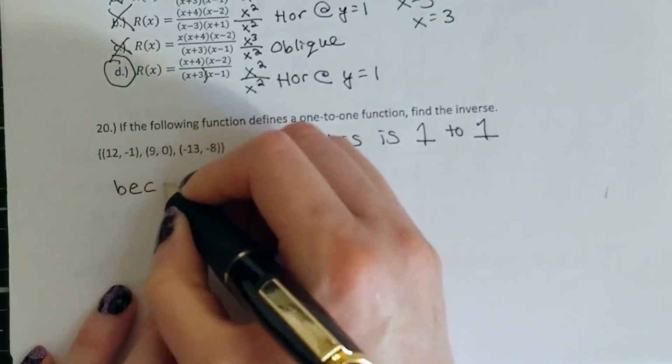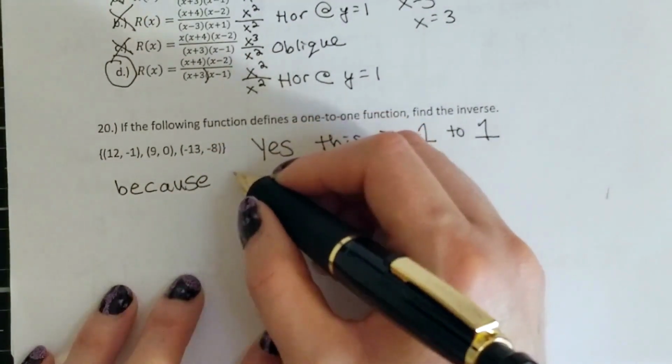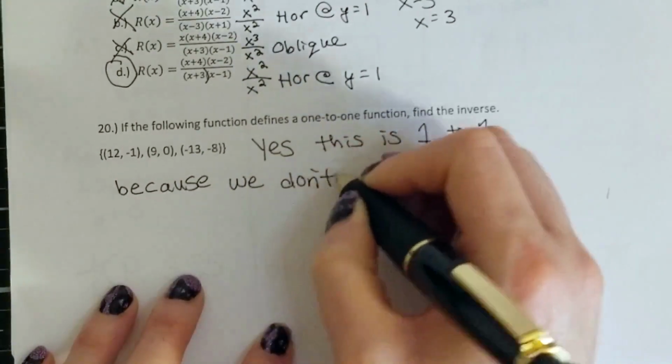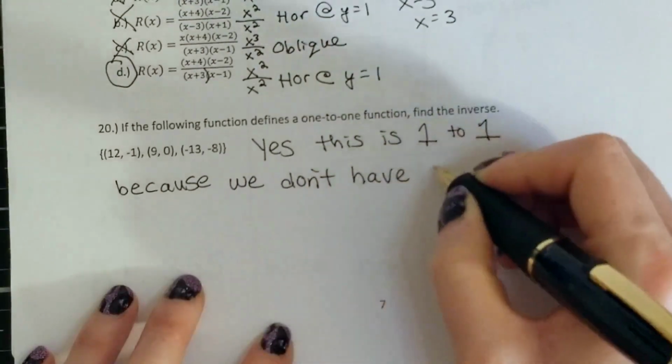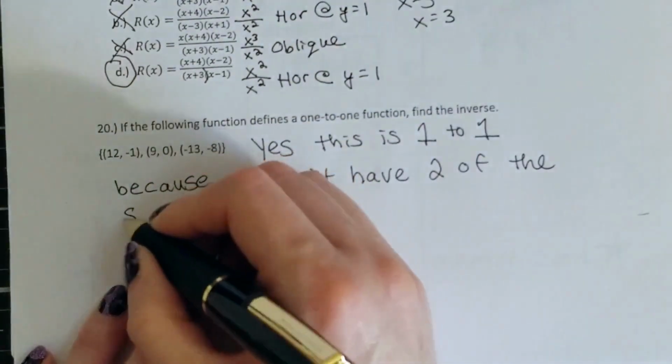Because we don't have two numbers of the same y's. We don't have 2 of the same y numbers.